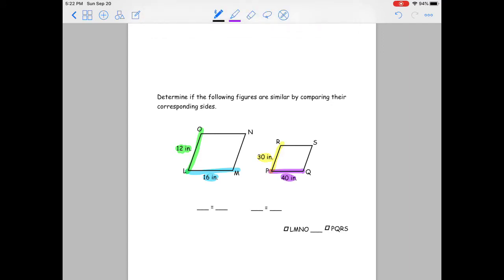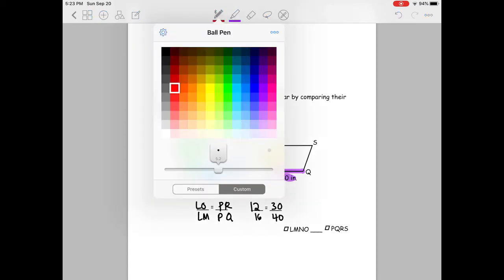So now we're going to set up our unit rate, not our unit rate, our unit table. Actually, we're going to do the letters first. So let's do LO and LM, and LO is the same as PR, and LM is the same as PQ. So what is LO? We said it's 12 inches. LM is 16. PR is 30. And PQ is 40. So we need to determine, how are these similar?